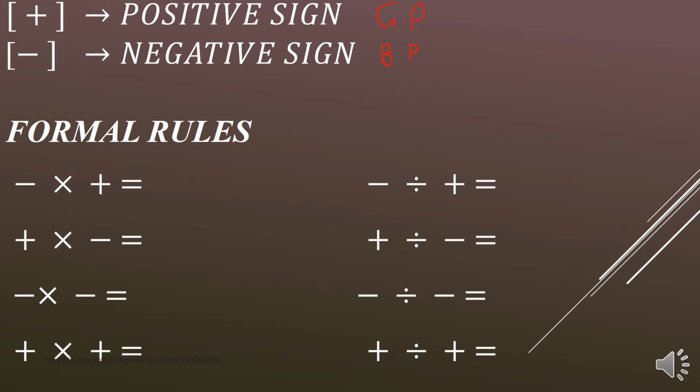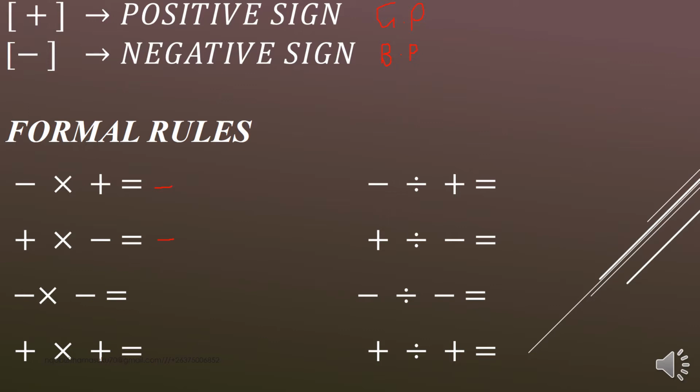So under the formal rules, we have a negative by positive. That is a bad person by a good person. So the result is always a bad person. Whenever a bad person plays with a good person, the result is always a bad person. So negative by positive is negative, and also down there we have positive by negative. It still means the same, so the result is negative.